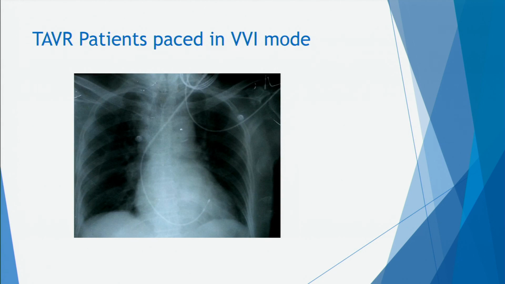This is what it looks like for a TAVR patient that just has a single wire. They will be paced in what's called VVI mode, and we'll talk more of that in the second phase. But you can see it's just a single wire sitting here in the right atrium. So that's what it looks like on their X-ray if they had just a single pacing wire.